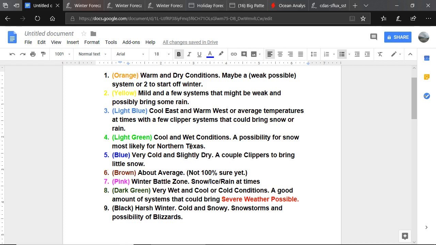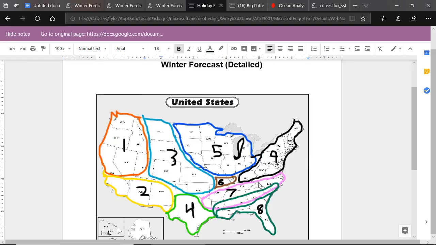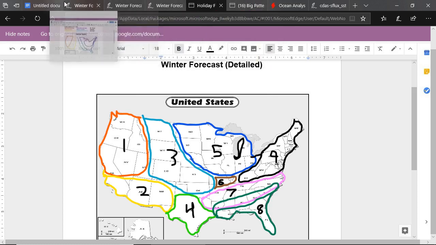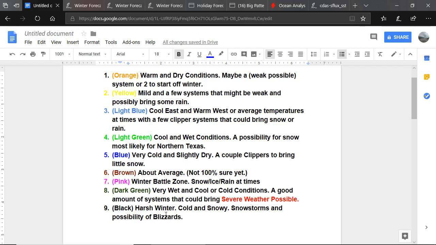Now, in the black, that's the best area for winter for snow lovers out there. That includes Kentucky, West Virginia, Maryland, Delaware, Pennsylvania, New York, Connecticut, Rhode Island, Massachusetts, Vermont, New Hampshire, and Maine, which will be seeing that best chance. So harsh winter, it will be cold and snowy. It could be very snowy. Snowstorms, the possibility of blizzards, or you can count them as nor'easters as well, depending on the setup there.